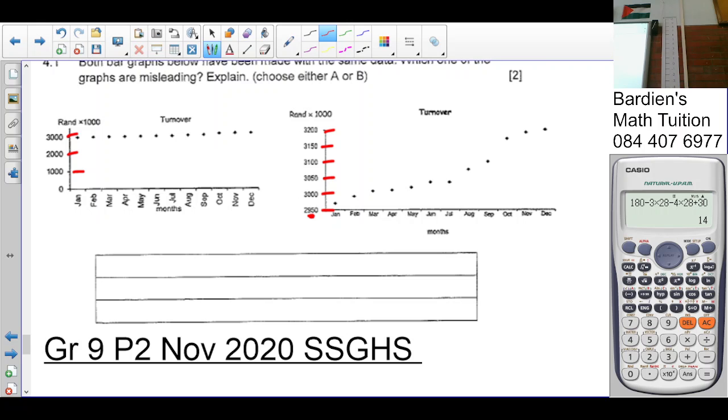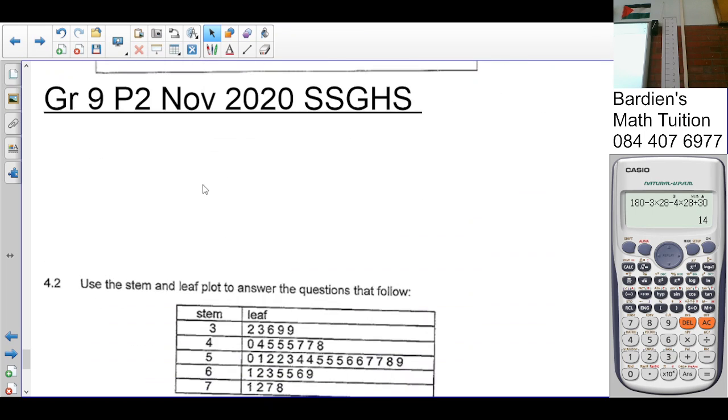So the answer would have been A. Why? Because of the scale factor. Okay, can you see that? So the bigger the scale is, the better the data will be represented. Not so? So the answer is A. That's a misleading graph.